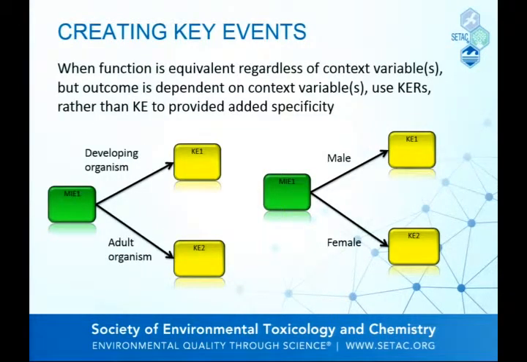The good news is that there are ways to specify some of these things, and that's what key event relationships can do for you. So for example, when function is actually equivalent regardless of the context variables, but outcome is dependent, so function is the same, right, but the outcome is going to be modulated by these variables, then you can use the key event relationships to start describing that. So you can say, MIE in a developing organism will lead to key event 1, whereas in the adult organism, it will lead to key event 2. So this is the way to start clarifying things.